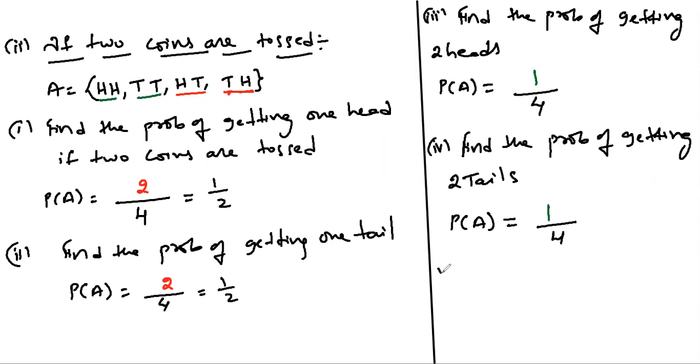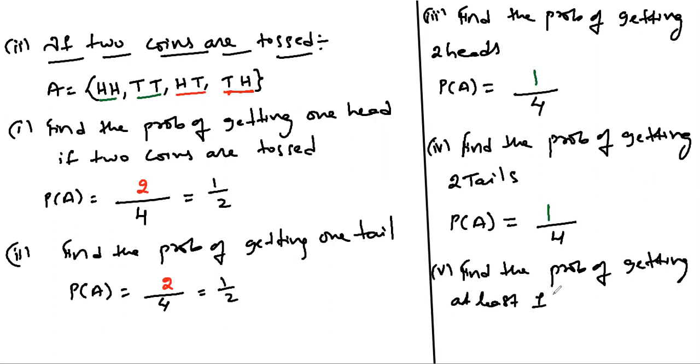Next, find the probability of getting at least one head. At least one head means one head should be compulsory. One is compulsory, and it can go with more. At least one head means one and above. At least one, one is compulsory.